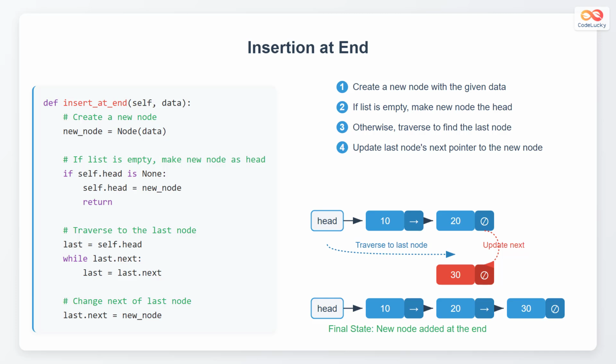Let's look at the steps visually. First, create a new node with the given data. Second, if the list is empty, make the new node the head. Third, otherwise, traverse to find the last node. Fourth, update the last node's next pointer to the new node. Initially, the head points to the first node and the second node is the last node. To insert a new node at the end, we traverse to the last node and update its next pointer to the new node.